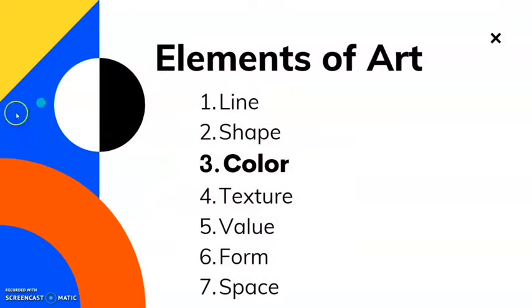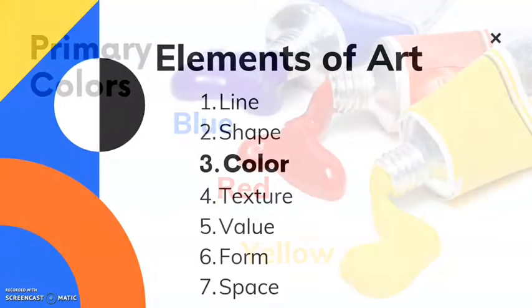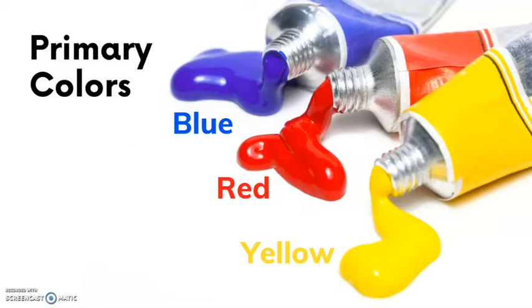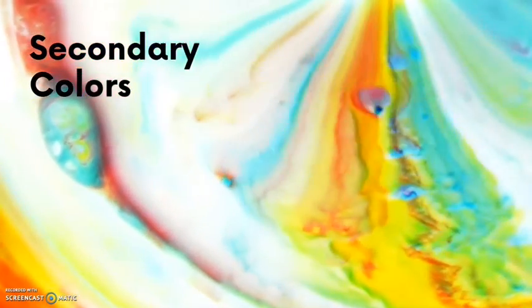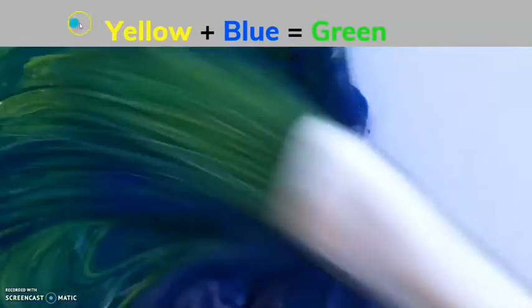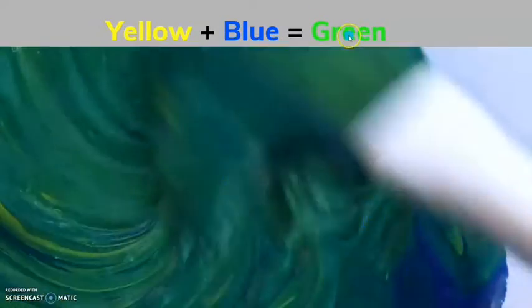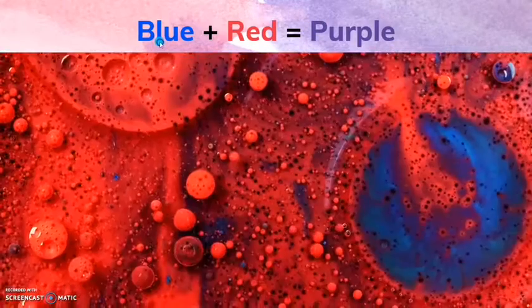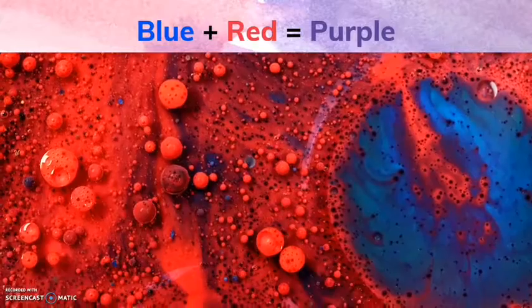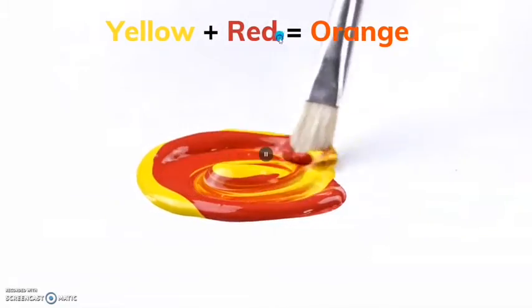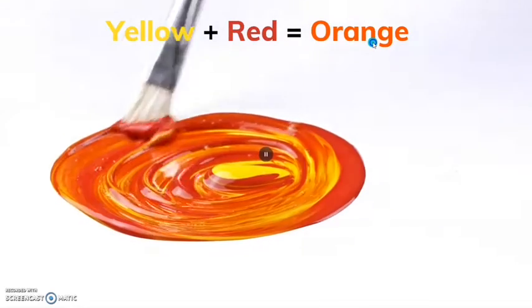Do you remember when we talked about color in our lesson about the elements of art? It's okay if you didn't. We did say something about primary colors in that lesson. We said that there were primary colors, and there are only 3 of them: blue, red, and yellow. When you mix 2 primary colors together, you get secondary colors. When you mix the primary colors, yellow and blue, you get green. When you mix the primary colors, blue and red, you get purple. When you mix the primary colors, yellow and red, you get the secondary color, orange.